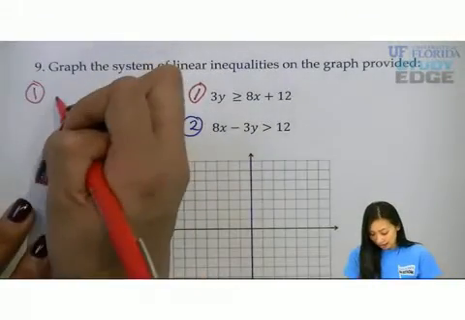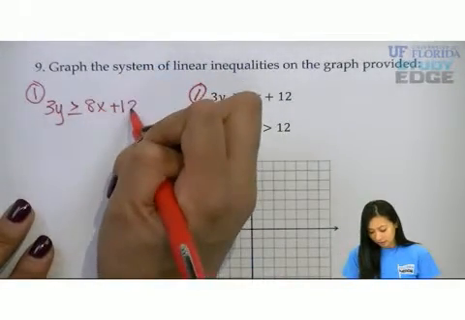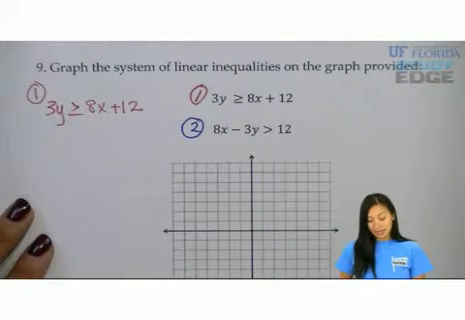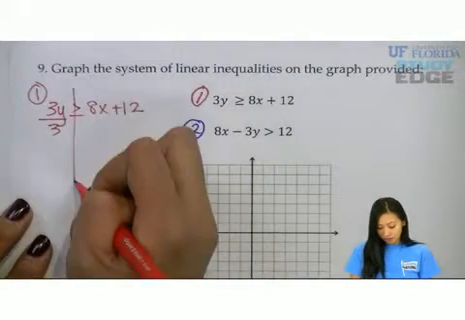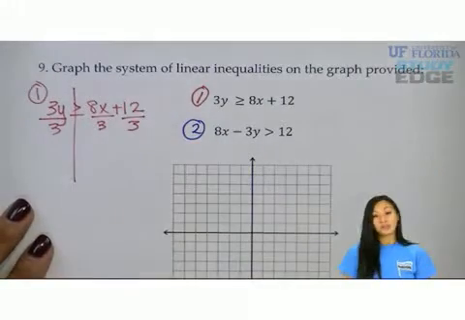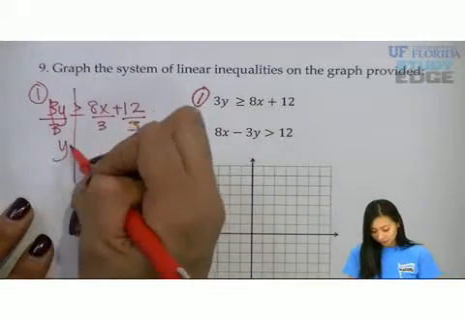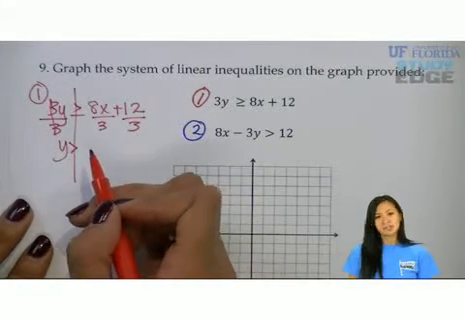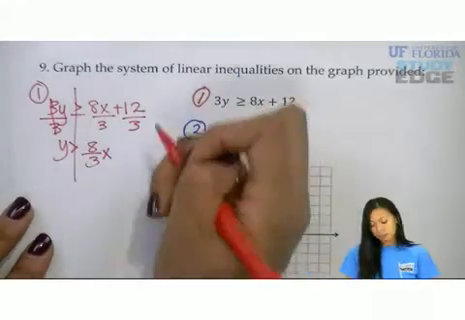Inequality number 1. I have 3y is greater than or equal to 8x plus 12. I have to get y by itself. I have to isolate y, I have to solve for y in order to find the slope and the y-intercept. So I'm going to divide every term by 3 on both sides. 3 divided by 3 gives me 1y. Y is left over. Y is greater than or equal to 8 over 3 x. Does that reduce at all? Nope. There's no way for that to reduce. So I'm just going to leave it 8 over 3 x plus 12 over 3.